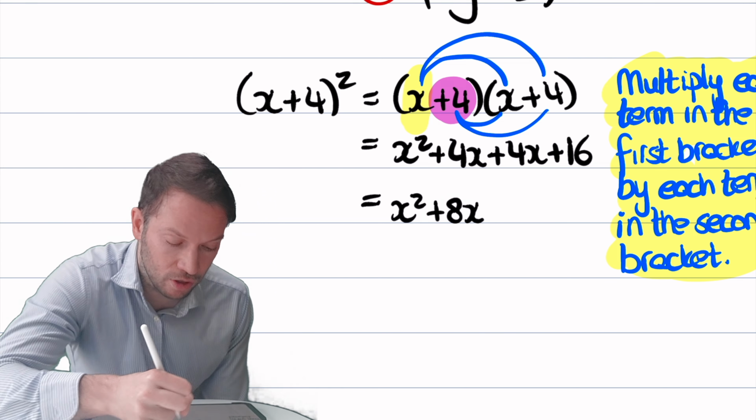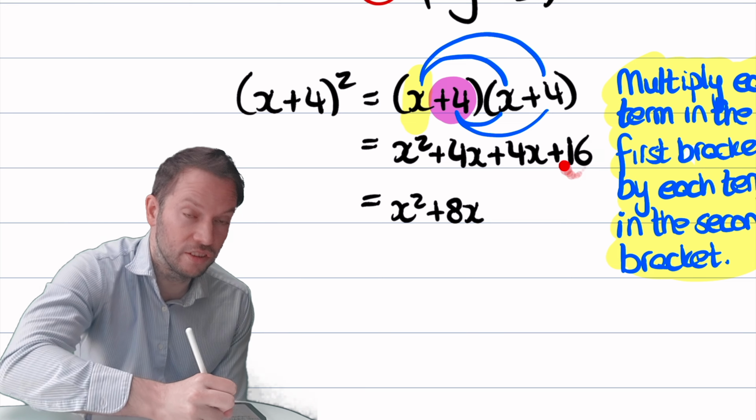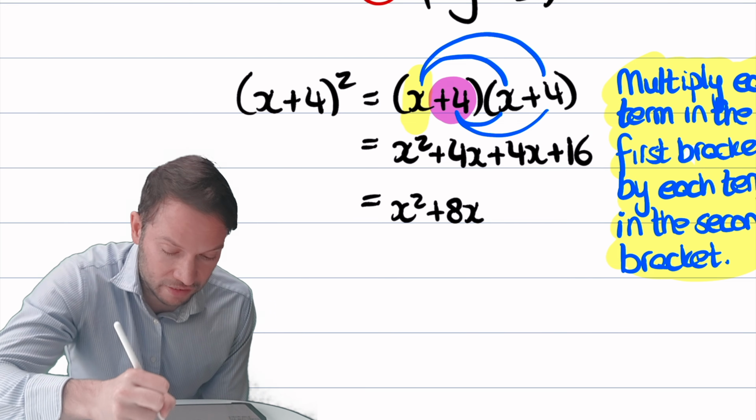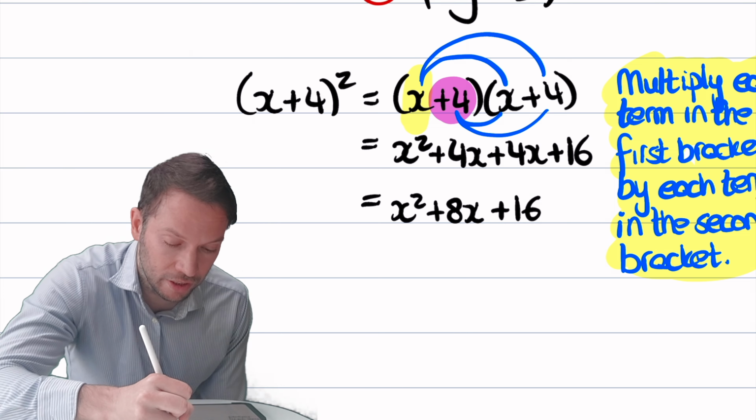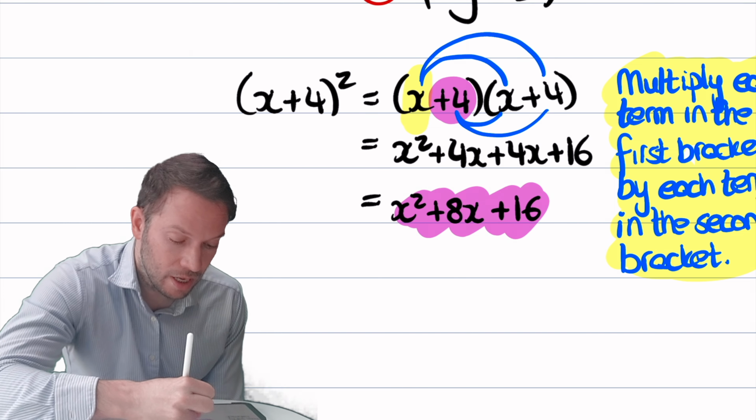And then finally, we've got this constant term at the end. The constant term is just a term without a variable in it. You've got the plus 16, and that is the final answer. You can't get that any simpler. What about the second one?